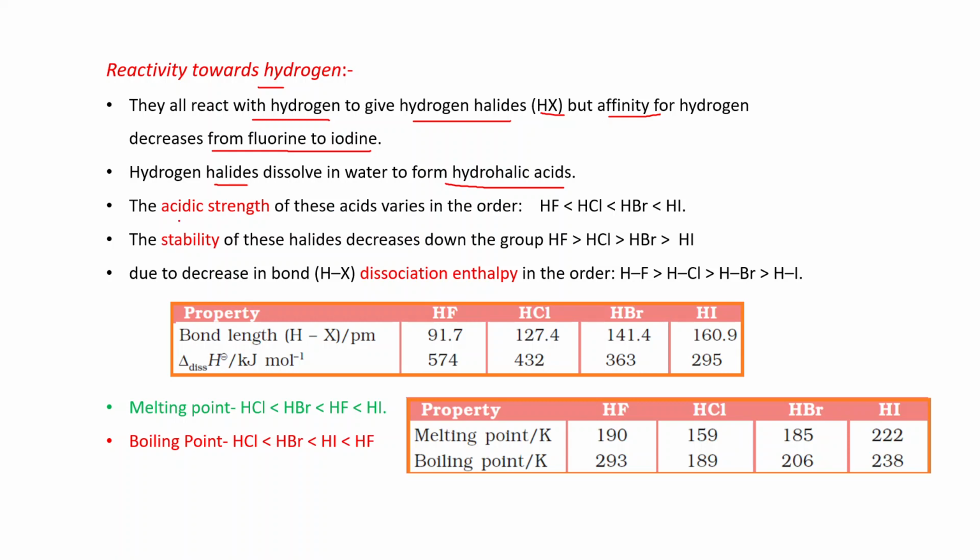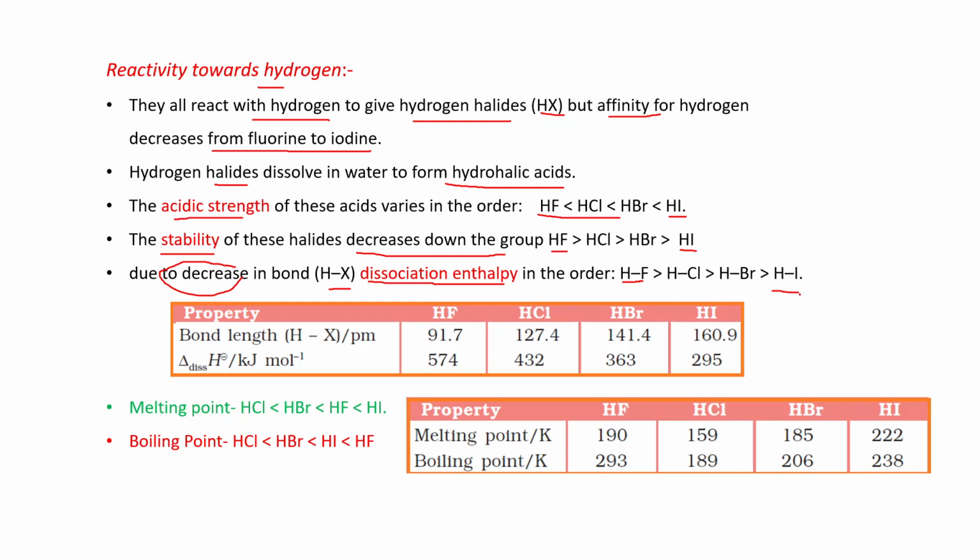If we compare their acid strength, then the acid strength of these HX increases down the group. That is, HF is the least acidic and HI is the most acidic. This acidic nature can be explained on the basis of their stability. The stability of these halides decreases down the group. HI is the least stable and HF is the most stable. Again, this stability depends on the bond dissociation enthalpy of the H-X bond, and this decreases like this. For HF the bond dissociation enthalpy is maximum and for HI it is minimum.